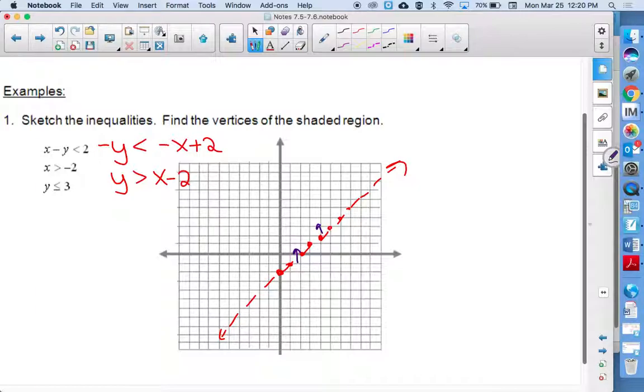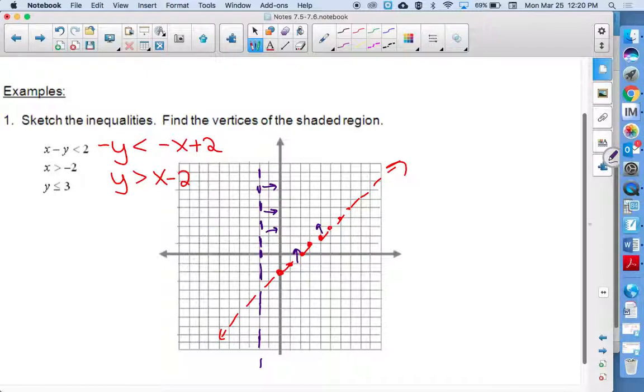The next one is x is greater than negative 2. Emily, what kind of line is it when it's x? Vertical, right. So x is a vertical line over at negative 2. Remember, it's dashed because it says greater than, and greater than means to the right of a vertical line. Don't forget the dash.